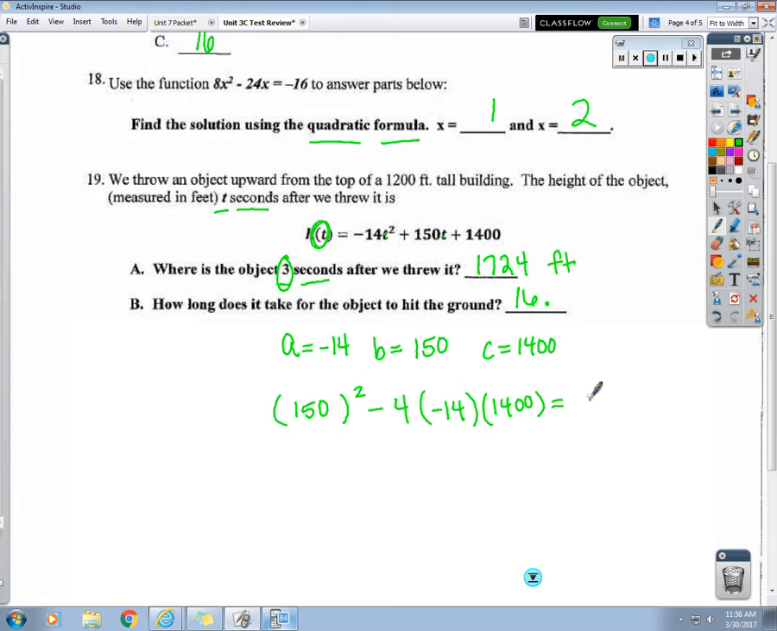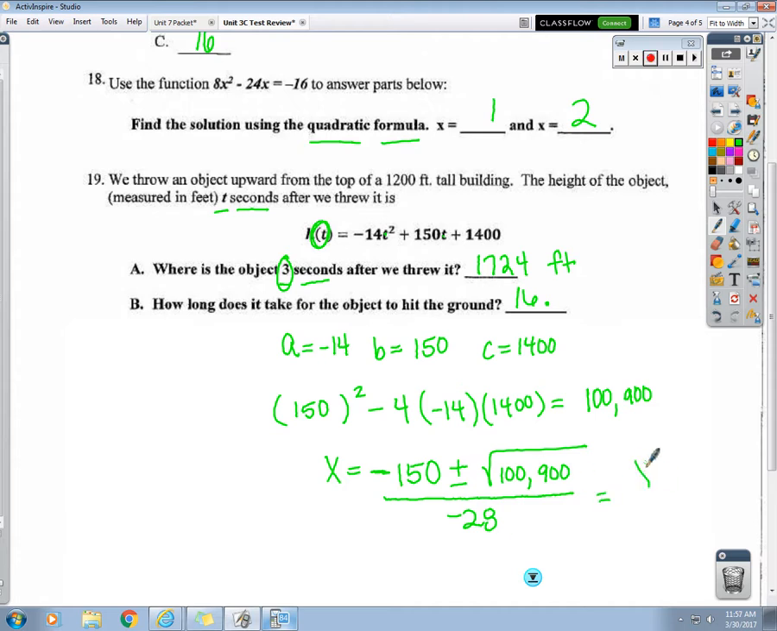And you get 100,900. So now we finish out the quadratic formula. X equals negative B, which is negative 150, plus or minus the square root of the discriminant, which we found to be 100,900, divided by 2 times your A value. Your A value is negative 14, so 2 times that would be negative 28. Now you're just going to type in negative 150 plus the square root of that over negative 28, and negative 150 minus the square root of that over negative 28. And that's how you'll get your two solutions.